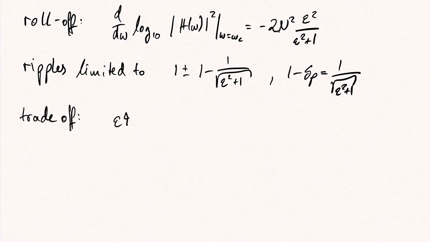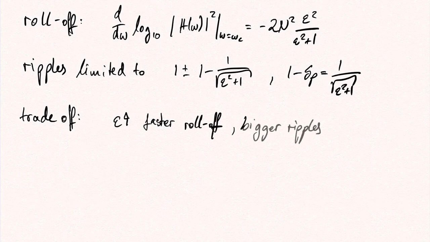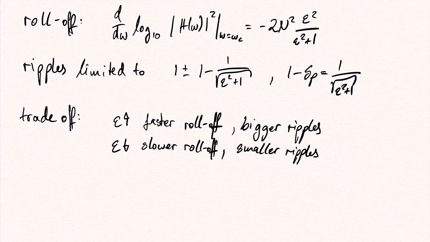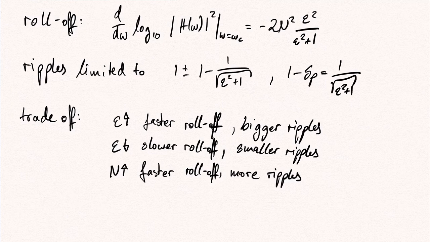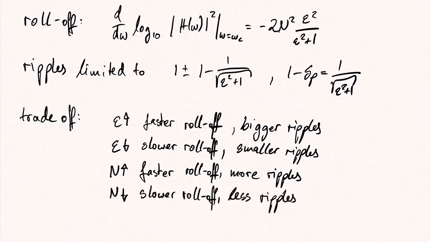If increasing the ripple control factor epsilon, the roll-off increases, but the ripples get bigger. On the other hand, if epsilon is chosen smaller, then the roll-off becomes slower, but the ripples decrease. When choosing a high filter order n, the roll-off increases, but the filter will have more ripples. On the other hand, if choosing a lower filter order n, the roll-off decreases, but the number of ripples also decreases.